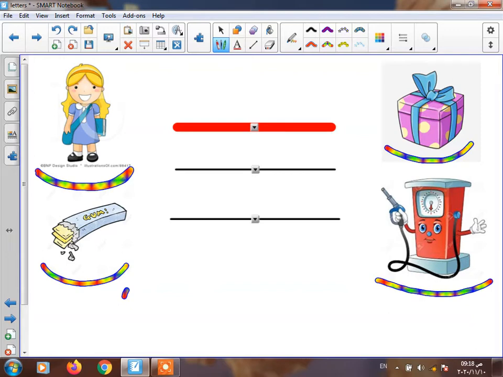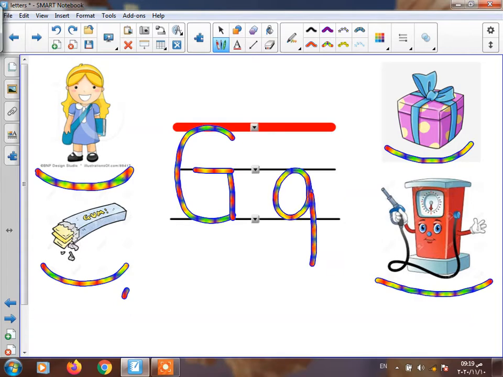KG2, how can I write letter G? Turn right. Small line up. Small line again. How can I write sound G? Small line. Line down. Turn up. Letter G, sound G.